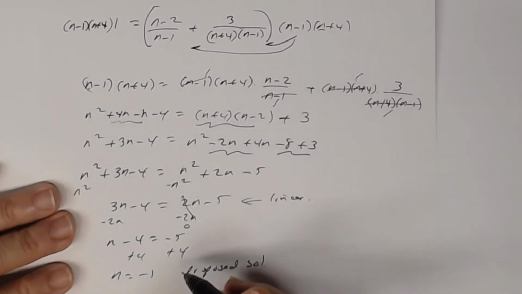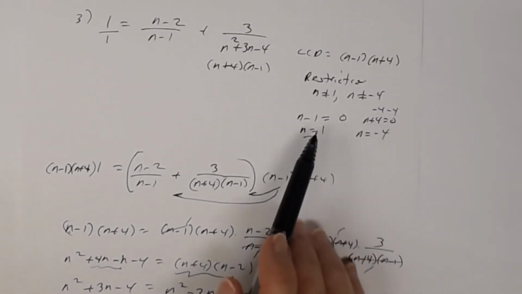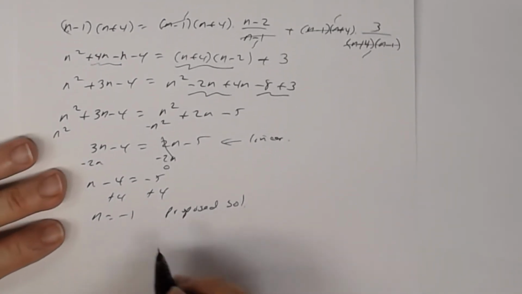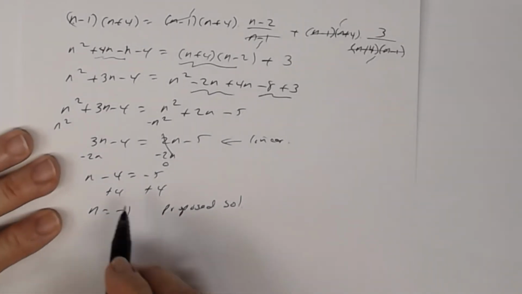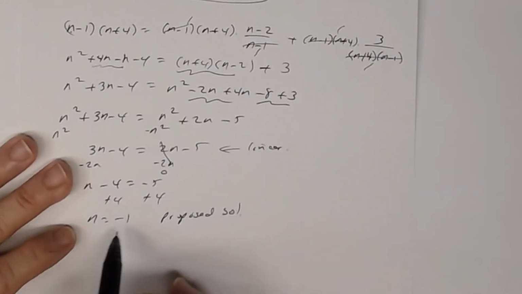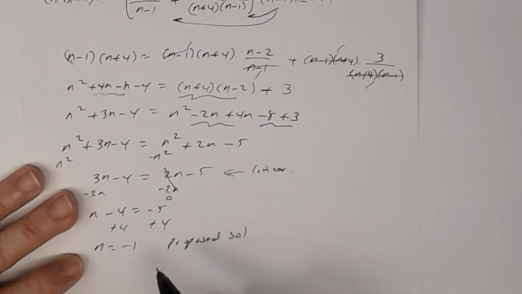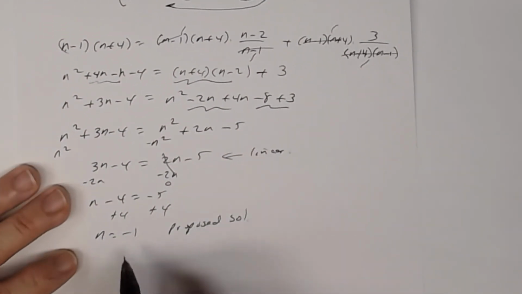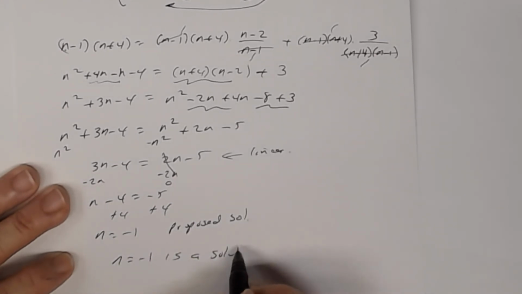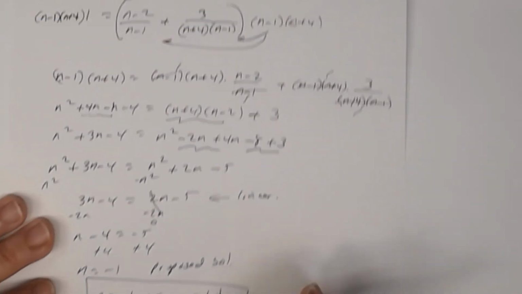But notice, n equal negative 1 is not a restriction, right? Because this is a positive 1, this is a negative 4, so n equal negative 1 is actually going to be a solution. If this was a positive 1, like we had here, then you would say that this equation has no solution because your proposed solution is a restriction. All right, so n equal negative 1 is a solution because it is not a restriction. Okay, so that was number 3.